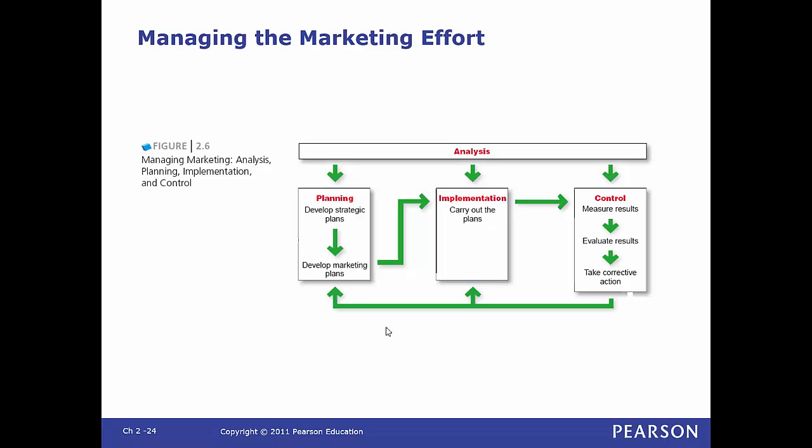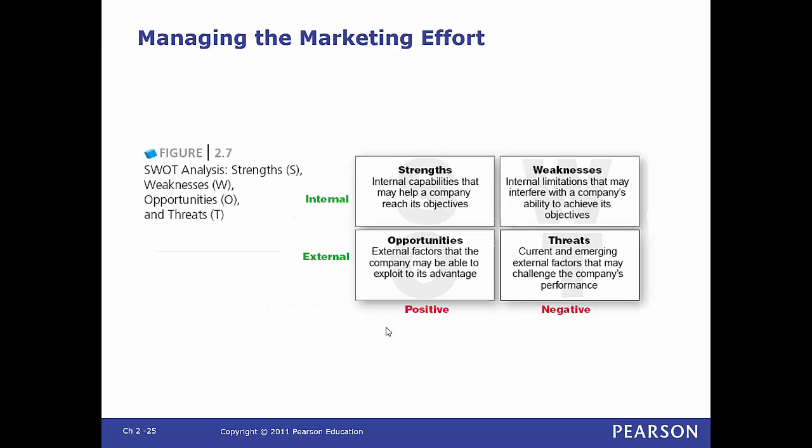So at the first place, we need to do 4 major processes in order to manage the marketing efforts. And those processes are the analysis of the market, planning, implementation, and control. Analysis means that we should analyze the current situation of the market using one of the most important tools. And this tool, we call it the SWOT analysis. And the SWOT analysis is a way of analyzing the current situation of the company using internal and external factors.